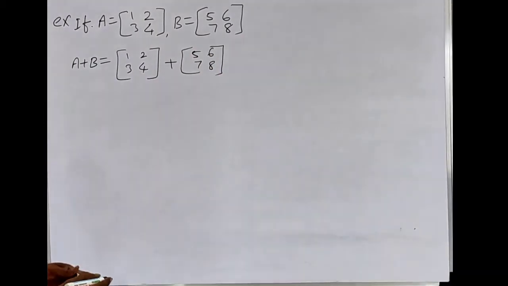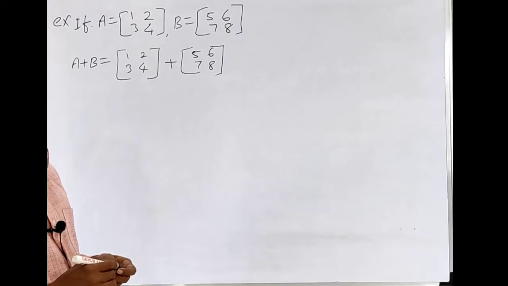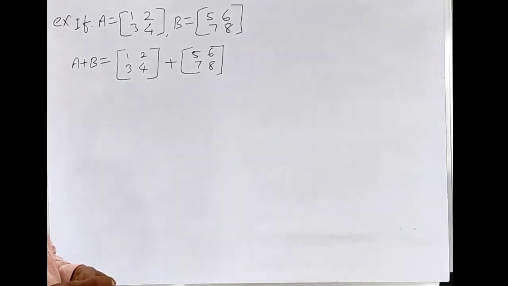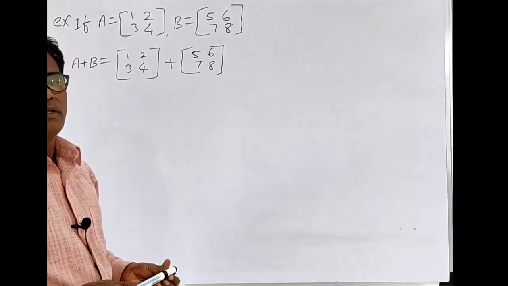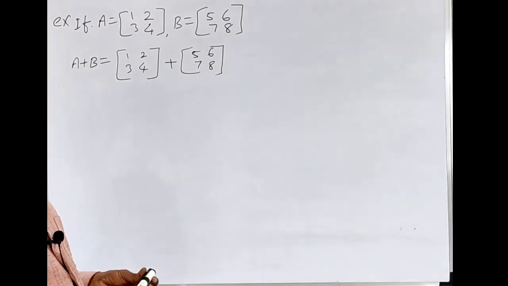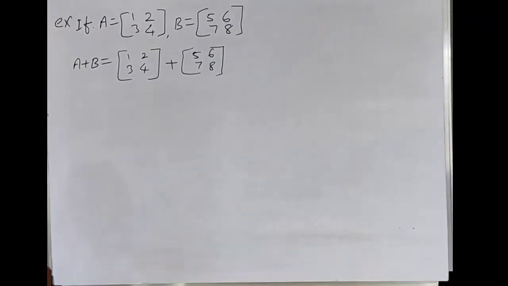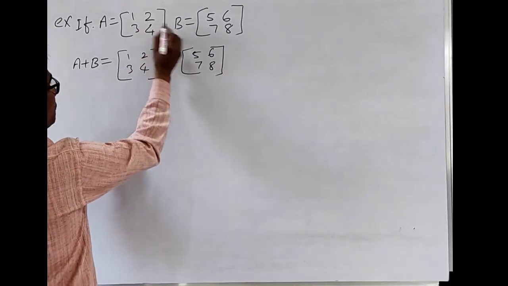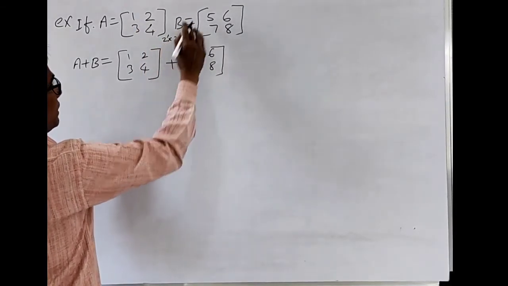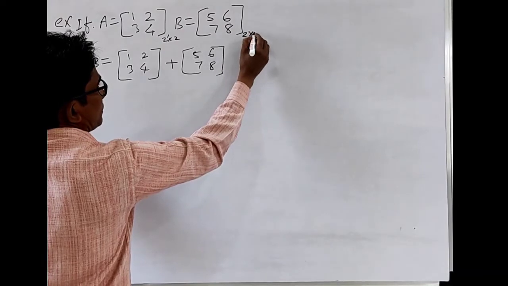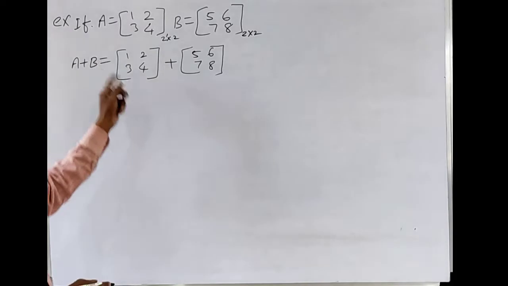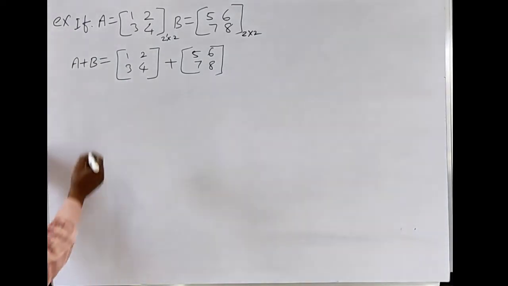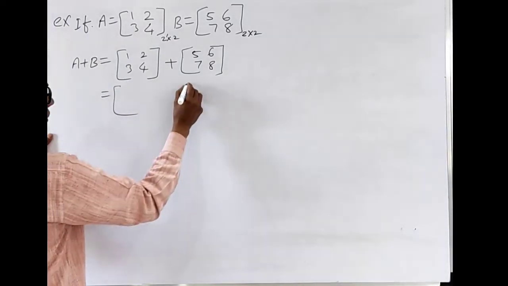Then what is the condition for addition of two matrices? If both matrices have the same order, then only we can add or subtract. Now the order of this matrix is 2 rows, 2 columns. Similarly, the order of this matrix is also 2 rows, 2 columns, a 2 by 2 matrix. Therefore we can do addition. Now let us see the addition.